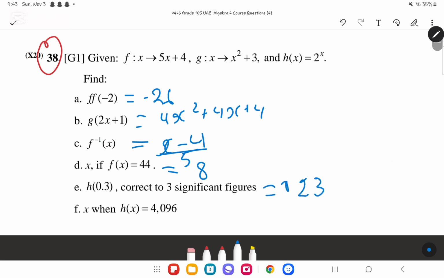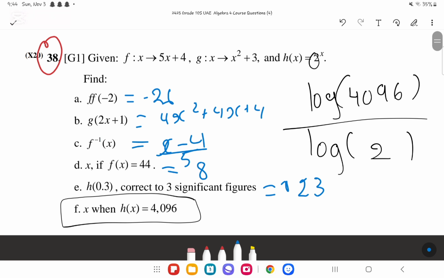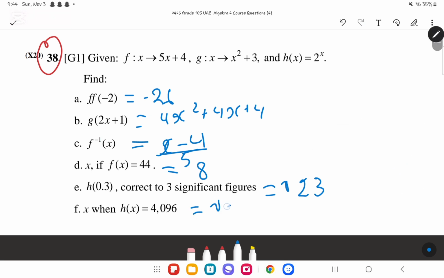Now here, if it comes up, what do you do? You do the log of the number, which is 4096 in this case, over the log of the base, which in this case is 2. So very simply, log 4096 over log 2 is equal to 12. So that means x is 12. If you want to check, you can do it on your calculator. 2 to the power of 12, I got 4096, so my answer is correct.